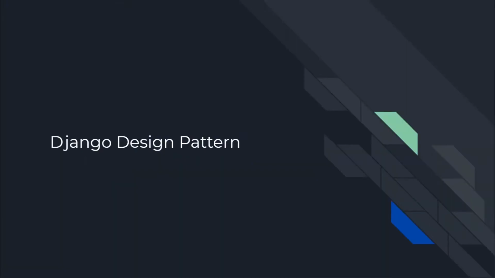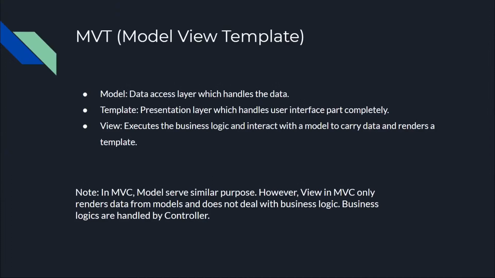The Django design pattern. The common approach for software design pattern is MVC, which stands for Model View Controller. But this is not what Django employs. Django uses something similar called MVT, Model View Template. In MVT, model is the data access layer which handles data. Template is the presentation layer which handles the user interface part completely. View executes the business logic and interacts with the model to carry data and renders a template.